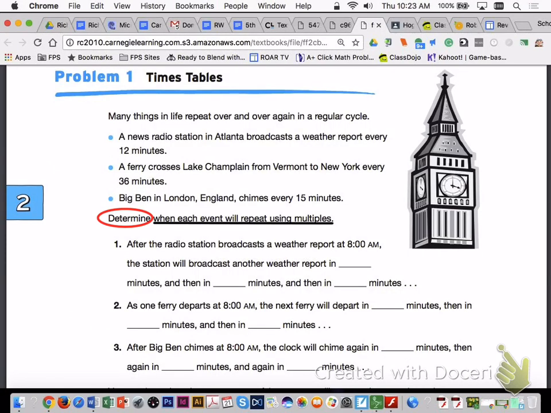Please turn to page 62, problem 1, times tables. Many things in life repeat over and over again in a regular cycle. A news radio station in Atlanta broadcasts a weather report every 12 minutes. A ferry crosses Lake Champlain from Vermont to New York every 36 minutes. And Big Ben in London, England chimes every 15 minutes. Please answer numbers 1 through 3 with your group.